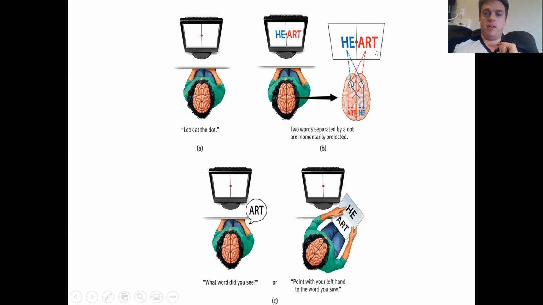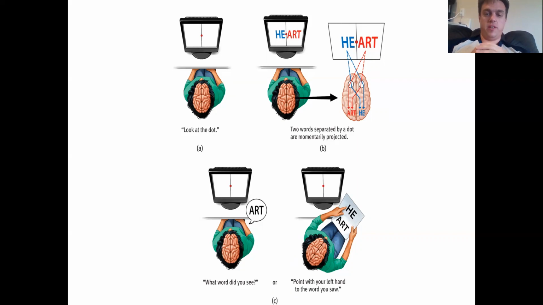So for example, if you ask people, you show them both sides, but how you get them to indicate what's going on actually changes. That's your independent variable. So for example, if you show them heart and it's split across the screen like that, keep in mind that he is going to be going to the right side of their brain and art is going to be going to the left side of their brain. Okay. When you ask them, what word did you see? So you're drawing on the left side of their brain, which is of course going to be about language and speech. They say, I saw art. Okay.